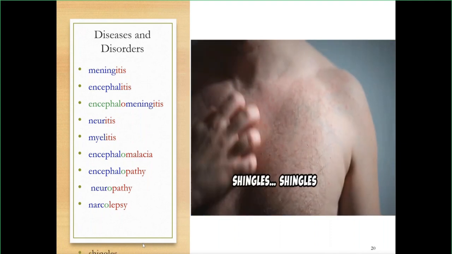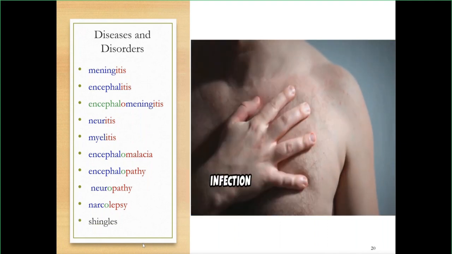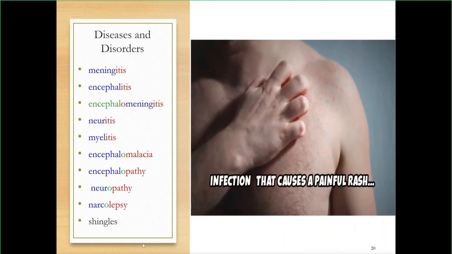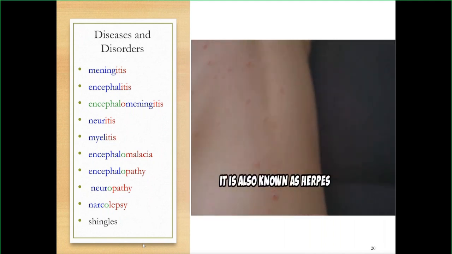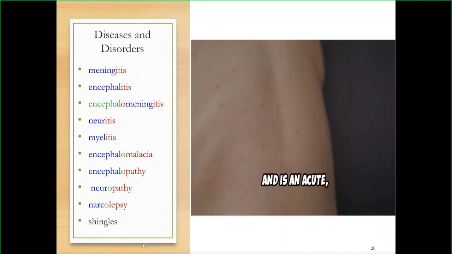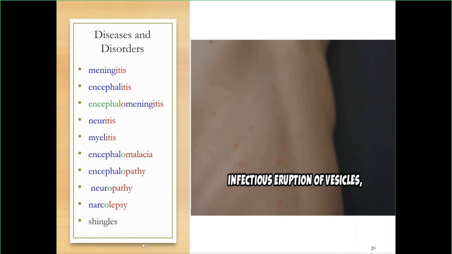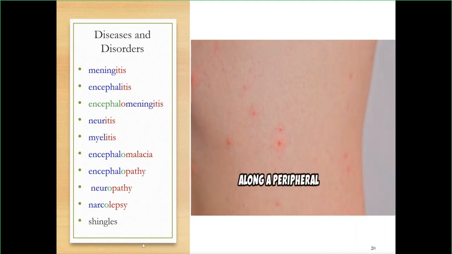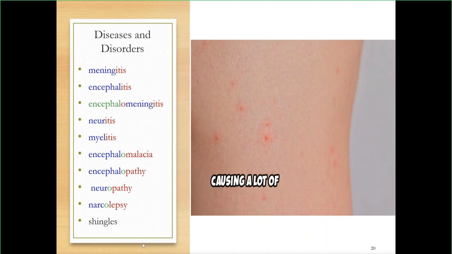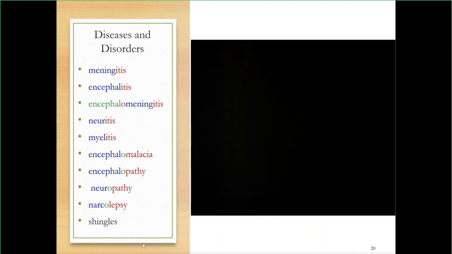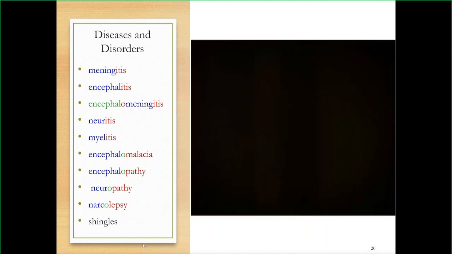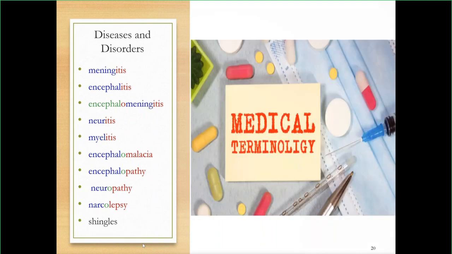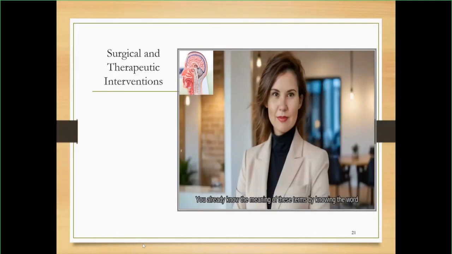Shingles. Shingles is a viral infection that causes a painful rash. It is also known as herpes zoster and is an acute, infectious eruption of vesicles, usually on the trunk of the body, along a peripheral nerve, causing a lot of pain and discomfort to the patient. You already know the meaning of these terms by knowing the word parts.